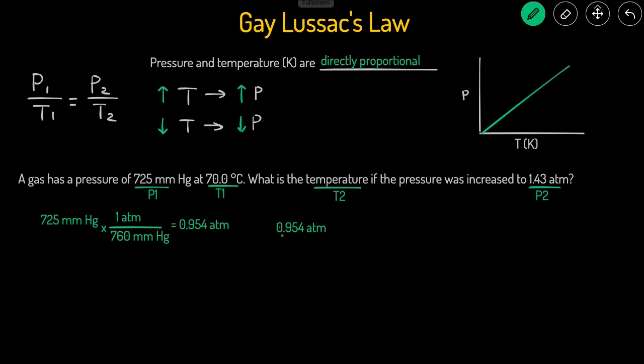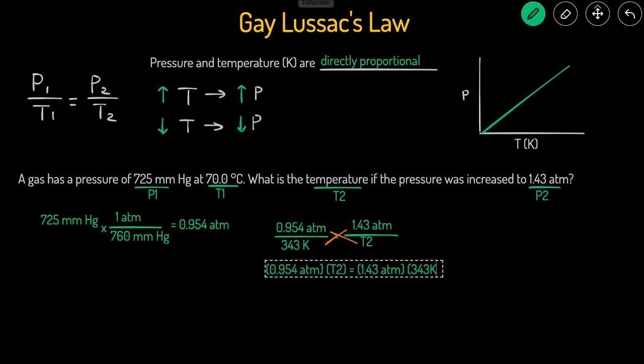0.954 atm divided by temperature 1. Once again, add 273 to get to Kelvin, which is 343 degrees Kelvin, equals P2, which is 1.43 atm, and then T2 is what we're trying to solve for. Since our variable is on the bottom, we're going to cross multiply. Or a shortcut that we can use is, well, actually, let's just cross multiply. I think it'll be easier to understand. 0.954 atm times T2 equals 1.43 atm times 343 degrees Kelvin.